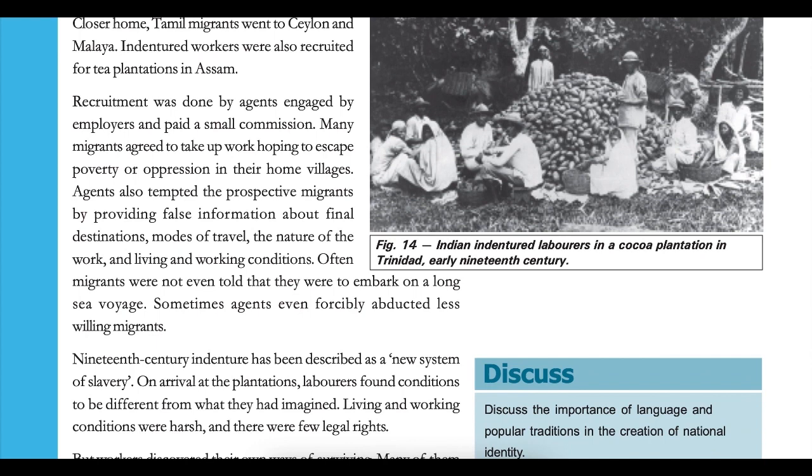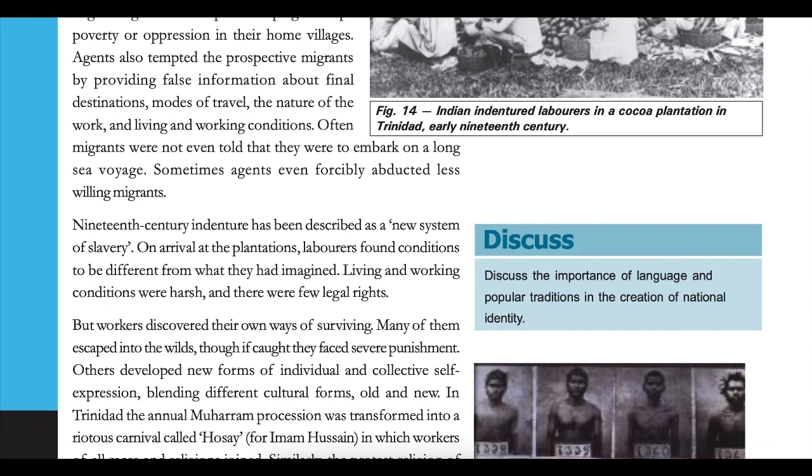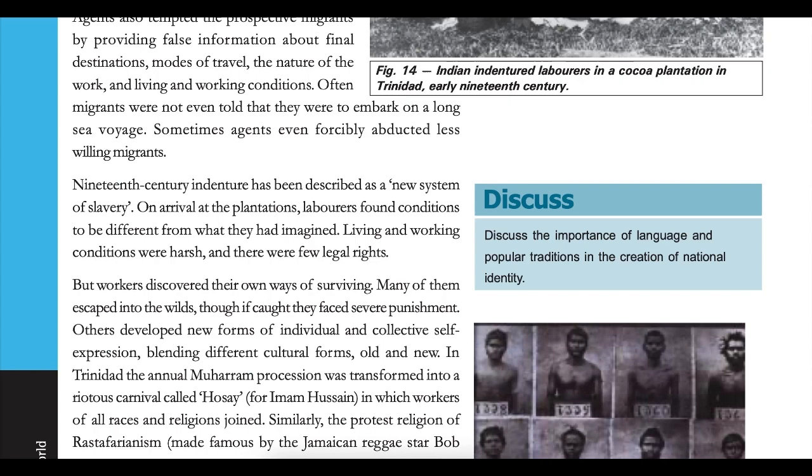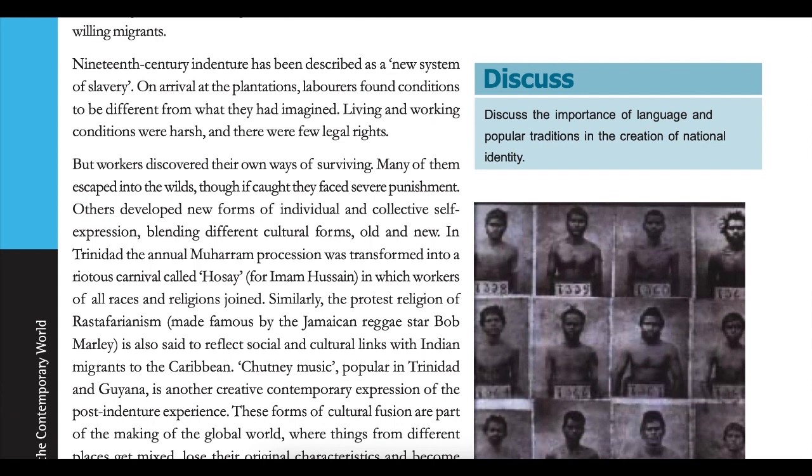Agents also tempted the prospective migrants by providing false information about final destinations, modes of travel, the nature of the work, and living and working conditions. Often migrants were not even told that they were to embark on a long sea voyage. Sometimes agents even forcibly abducted less willing migrants. 19th century indenture has been described as a new system of slavery.